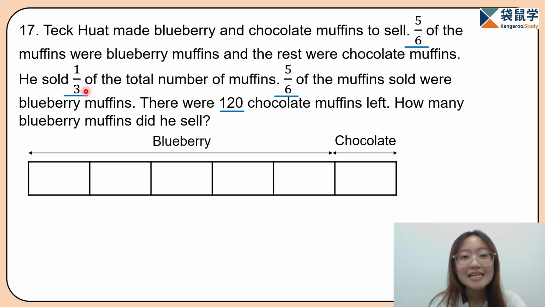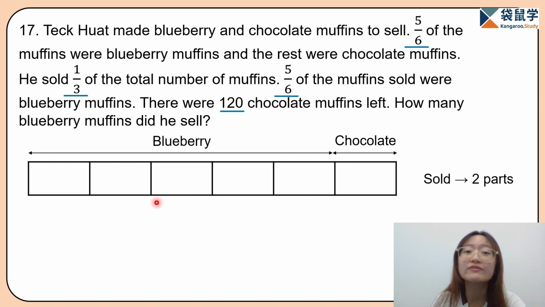Let's continue. He sold 1/3 of the total number of muffins. First, since we have 6 parts over here, how many parts will 1/3 be? It will be 2 parts, 6 divided by 3. So, now, should we label it here? No, we can't label it here because we don't know if it is all blueberry muffins. For these 2 parts, currently we don't know if they are blueberry or chocolate muffins. We don't know how many. So let's leave it for now. Noting it down on the side will remind us later.